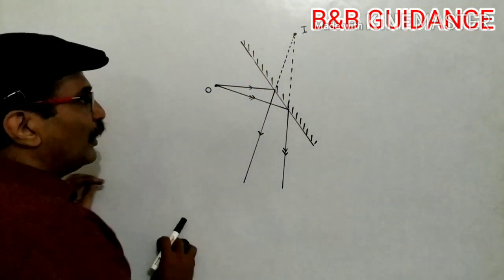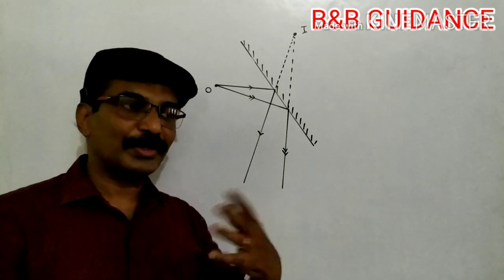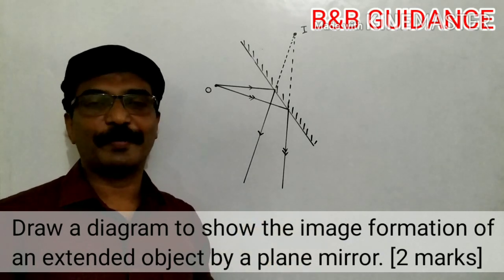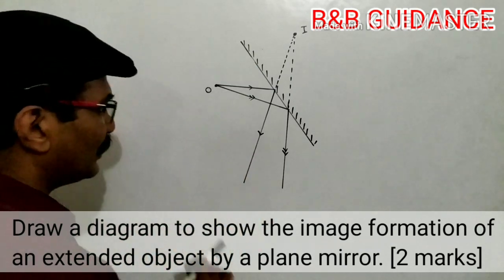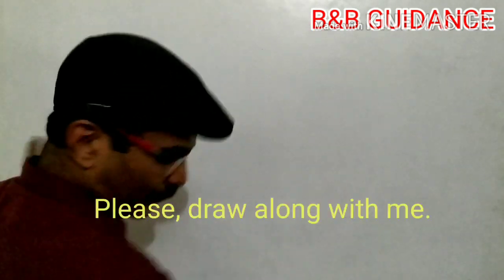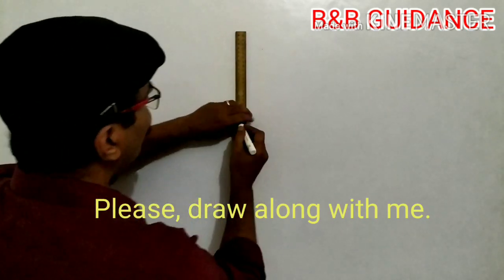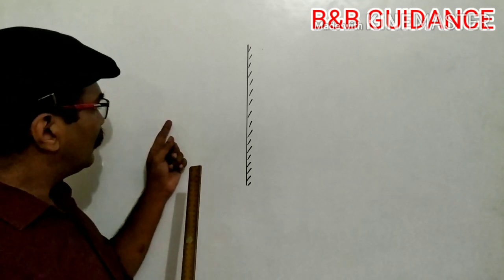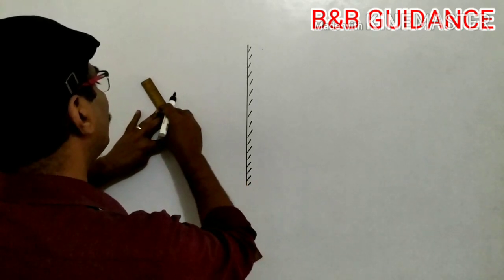Sometimes they will give an extended object. Draw the image formation of an extended object by a plane mirror. So how will you approach? The same idea can be used. Let us do it. Here, the mirror is here. I am keeping the mirror like this, and an extended object. Let me make an extended object here. Let this be the object.